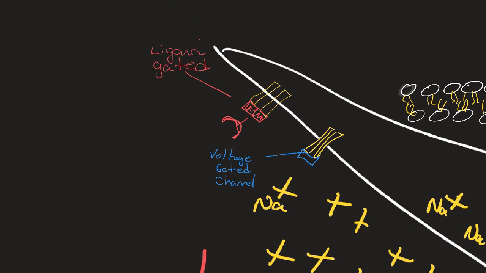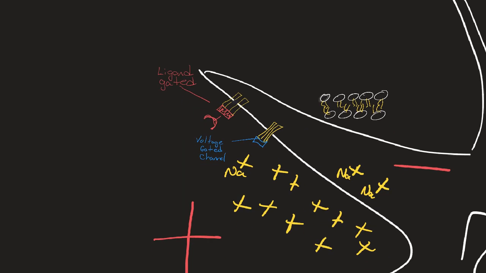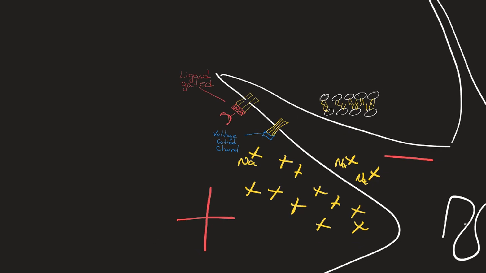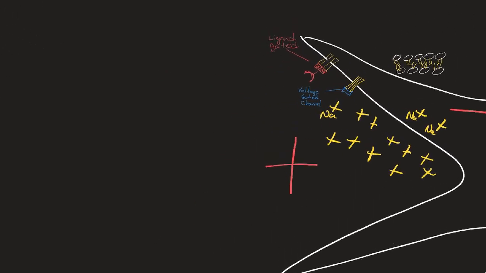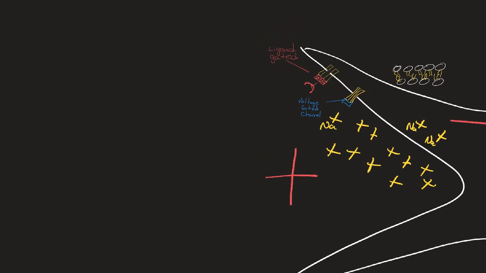So this channel's going to open. It's going to let sodium through. Sodium wants to get through, and it will get through, assuming that this gate opens. But it's only going to open if a ligand binds to it, a molecule binds to it. These ligands have different names depending on where they work, what they do.